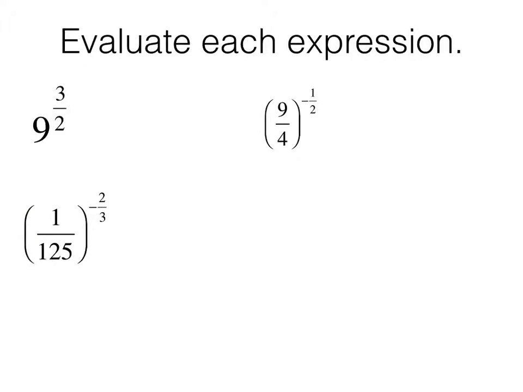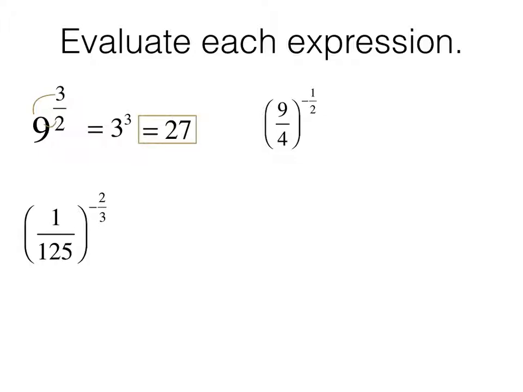Now we're going to be evaluating some expressions, typically, most likely without a calculator, so you need to be aware of how to do this. What we don't want to do is raise 9 to the third power and take the square root of that. That's a lot of work. Instead, let's start with the denominator of our rational exponent. So this denominator means I'm taking the square root of 9. And whatever that is, I'm going to raise it to the third power. So the square root of 9 is 3. Raised to the third power will give me 27.